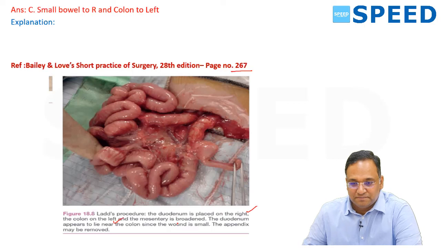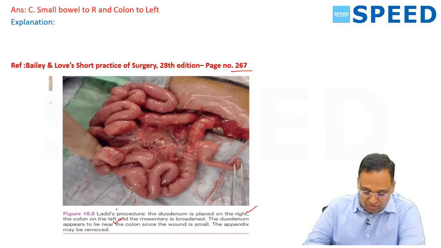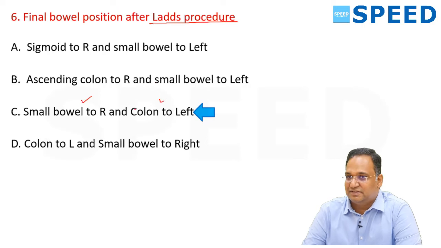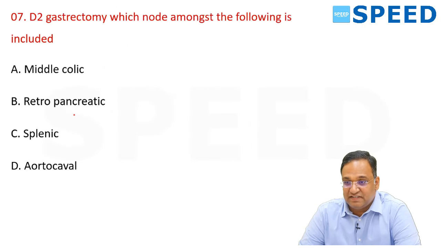The mesentery is broadened and the duodenum appears to lie near the colon. Since the wound is small, the appendix may be removed. So, small intestine, duodenum, onto the right and colon onto the left. So, small bowel onto the right, colon onto the left. Is it okay? The very same question is there in a GT and also in image based in the app. You just go ahead and have a look at it.